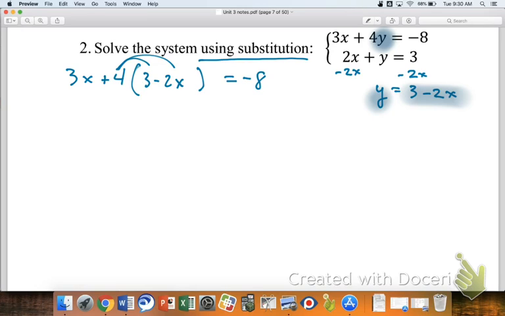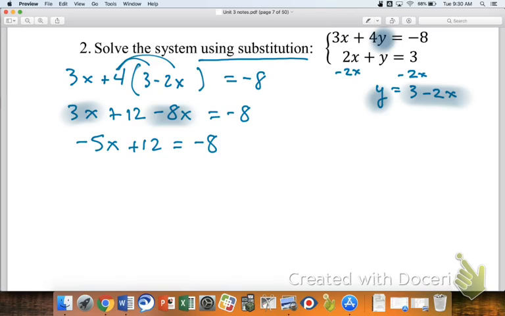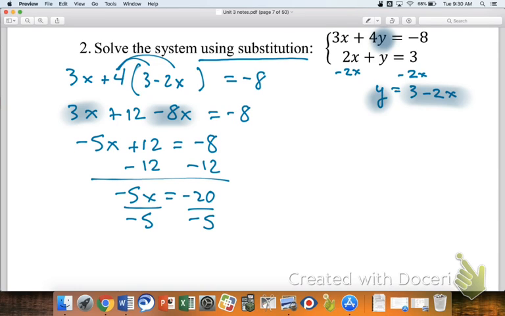So the 4 gets distributed, so it would be 3x plus 12 minus 8x equals negative 8. Did you guys do a little cleanup work there with the adding of like terms? You definitely want to do that first. So these two terms right here are like terms. That would be negative 5x plus 12 equals negative 8. And now we're down into kind of our standard equation solving process. I would subtract 12 from both sides, giving me negative 5x equals negative 20. And then I'd divide by negative 5. That would give me x is equal to 4.